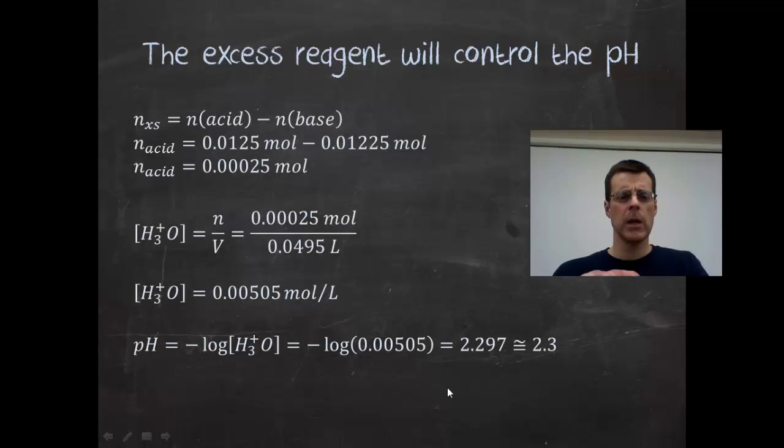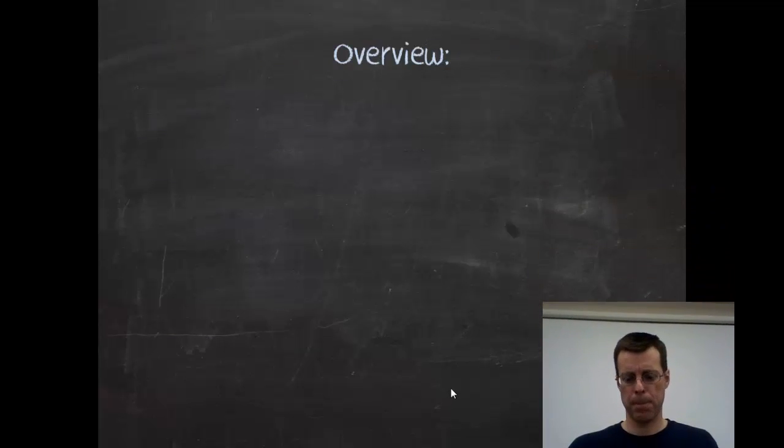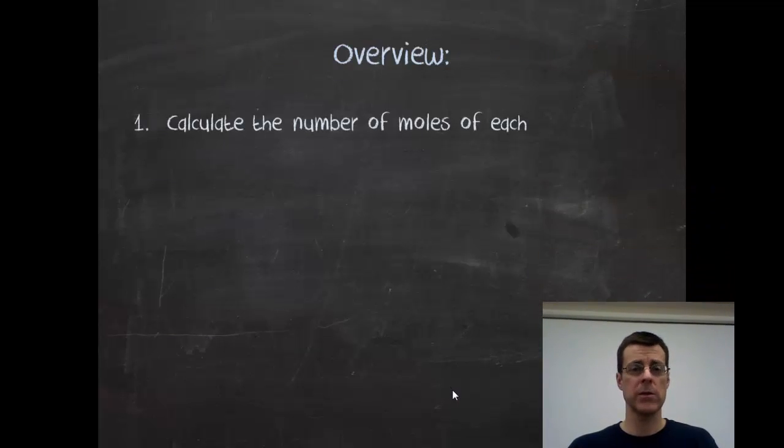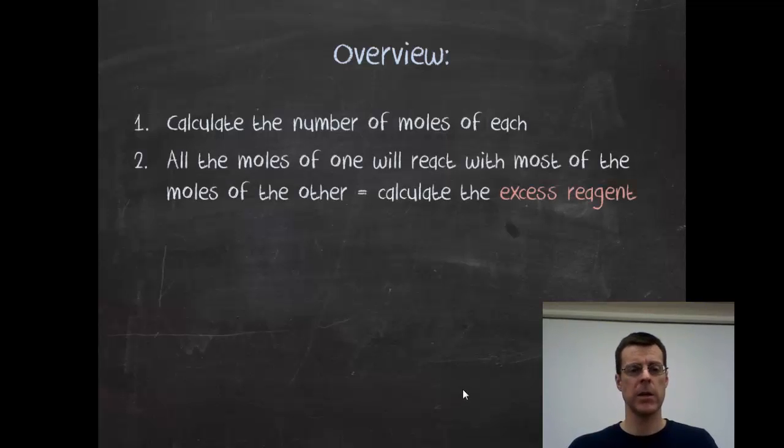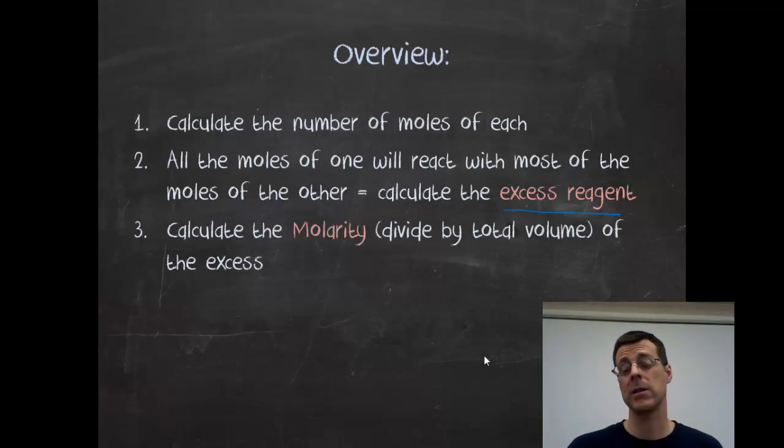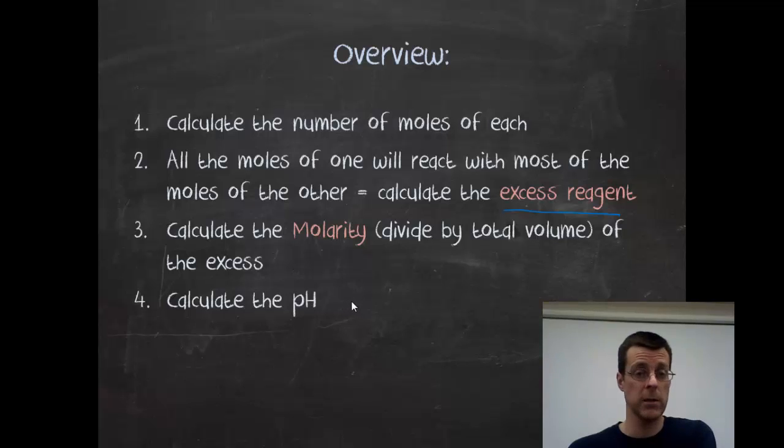Okay, let's try another one like that. But here's the big plan. So if you want the overall plan, and this is true for everything, you're going to calculate numbers of moles. You're going to calculate the numbers of moles of excess reagent. Calculate the excess reagent. Calculate the molarity, and then figure out the pH. Now we know two ways of finding pH. We know how to find the pH of an acid. We know how to find the pH of a base. Slightly different. Make sure you know which one it is you're working with.